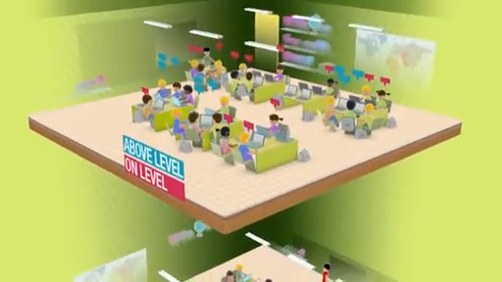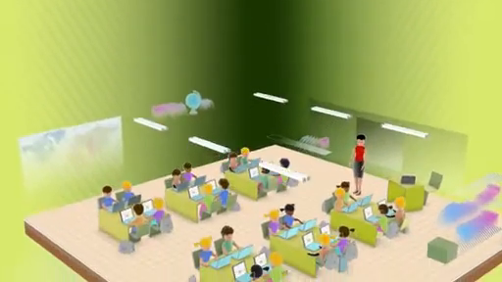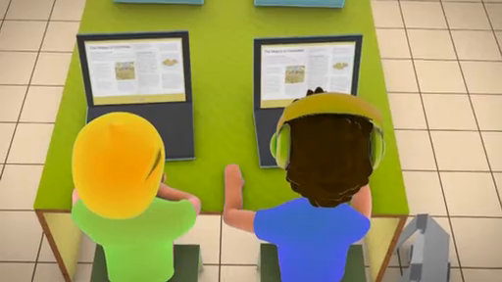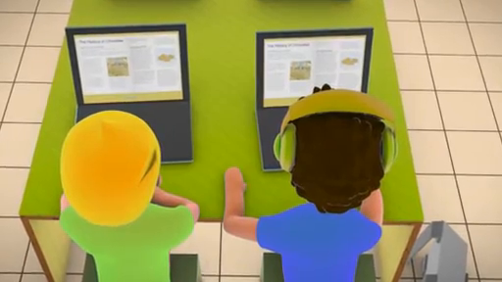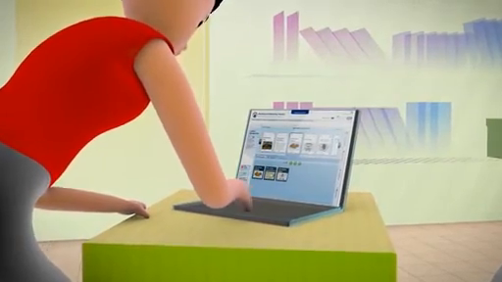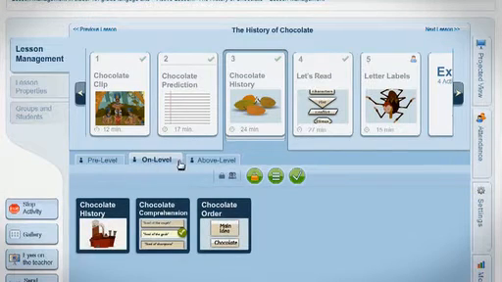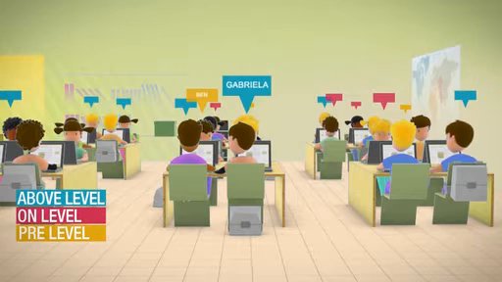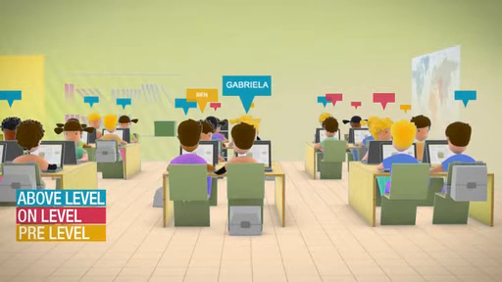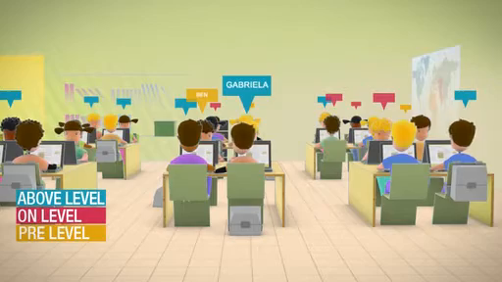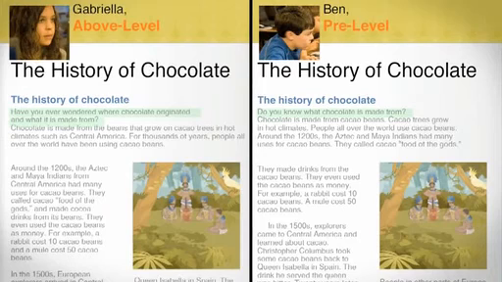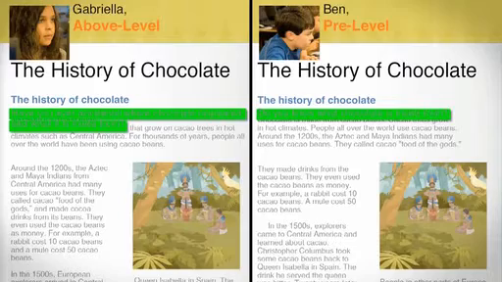Meanwhile, the power of differential learning is also being implemented in Miss Johnson's English Language Arts class. They are about to start exploring a text passage. Miss Johnson has created 3 reading groups in her class: pre-level, on-level, and above level. Gabriella has just moved to the above-level group from the on-level group, while Ben is still in the pre-level group. They're both presented with differentiated text passages. While the content of each passage is identical, the text that Ben reads is simpler in terms of lexical complexity.